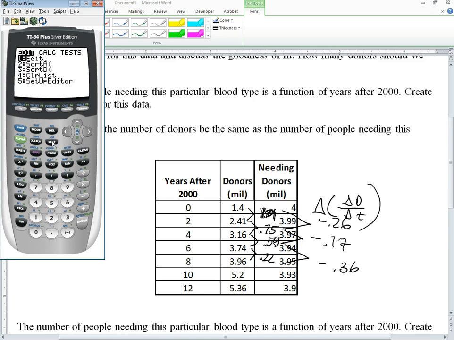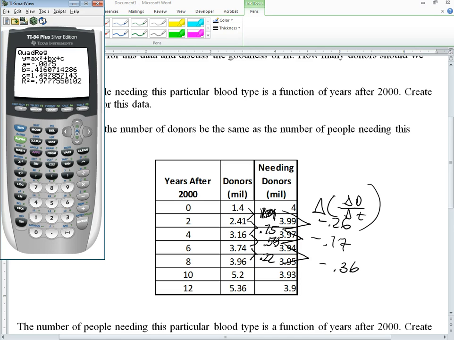So we would go to Stat, Calc, and instead of selecting linreg, we would select quadreg for quadratic regression. So the steps are identical. We could hit Enter, and that would produce the values of the equation. So it produces equations of the form y equals a times x squared plus b times x plus c, and then it tells us what the values of a, b, and c are. So in this case, our x is years after 2000, our y is the number of donors.